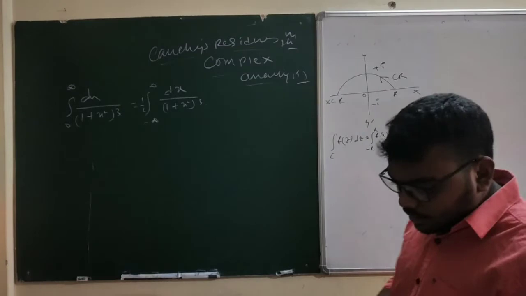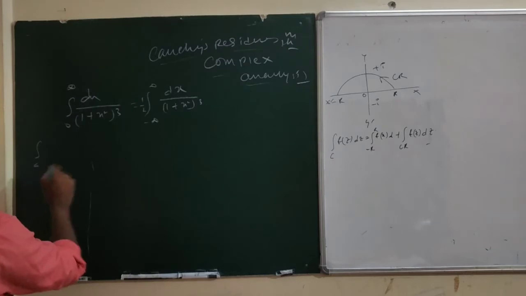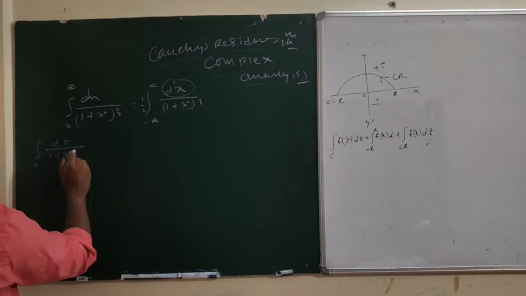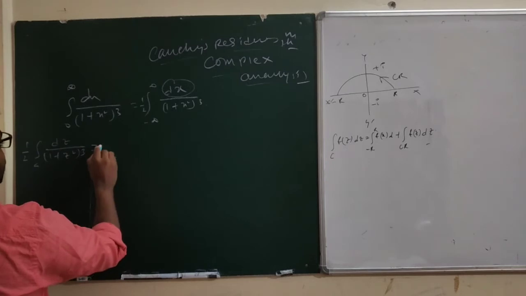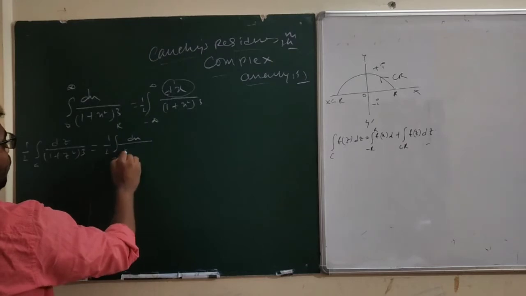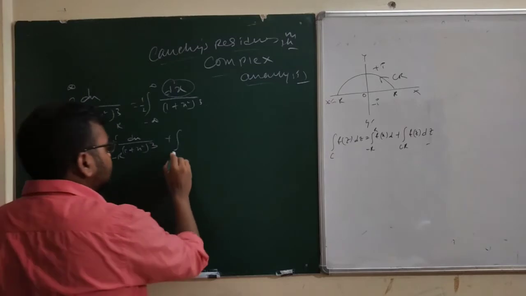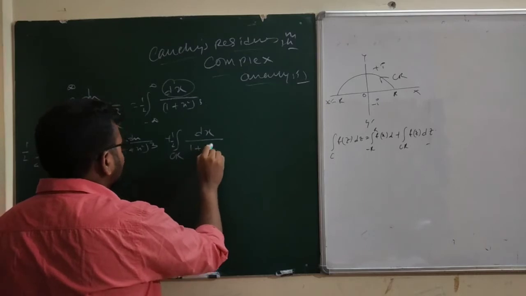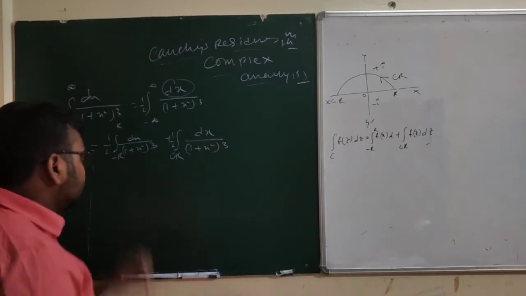Now compare this equation. Here f of z is 1 upon (1 plus z square) whole to the power 3, so half the contour integral of dz upon (1 plus z square) to the power 3 equals half the integral from minus R to R of dx upon (1 plus x square) to the power 3, plus half the integral over C_R of dz upon (1 plus z square) to the power 3.